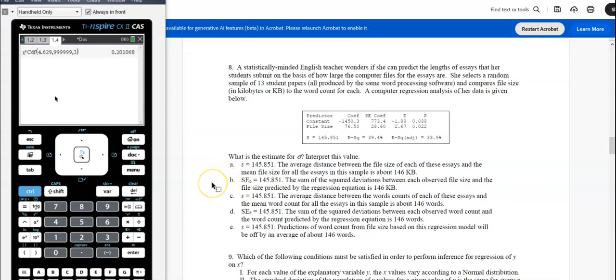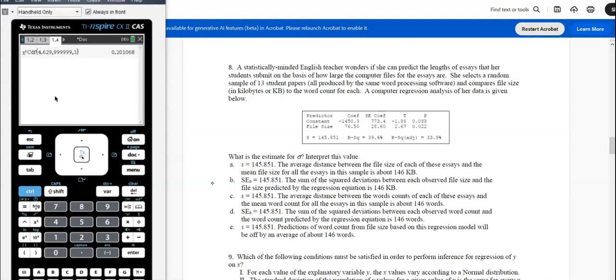A stat-minded English teacher wonders if she can predict the lengths of essays that her students submit on the basis of how large the computer files for the essays are. She selects a random sample of 13 student papers, all produced by the same word processing software, and compiles and compares file size to the word count for each. The computer regression analysis of our data is given below. My guess is this is pretty close. I don't know. I'm just guessing.